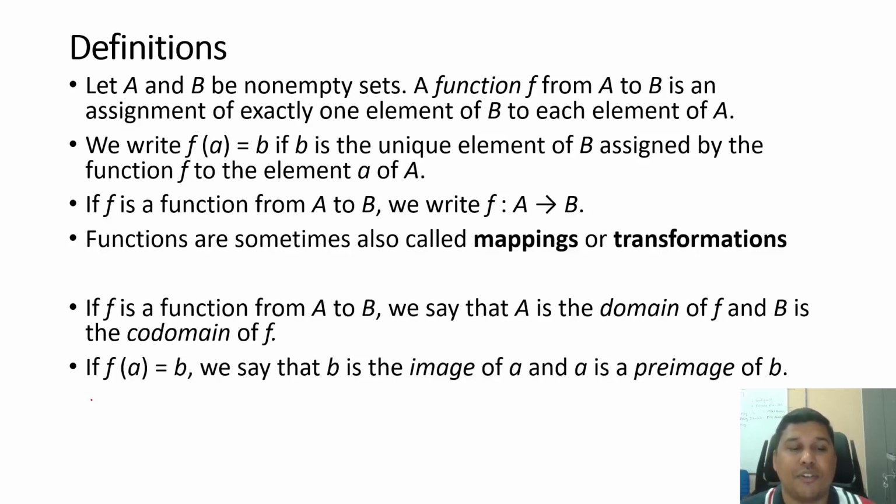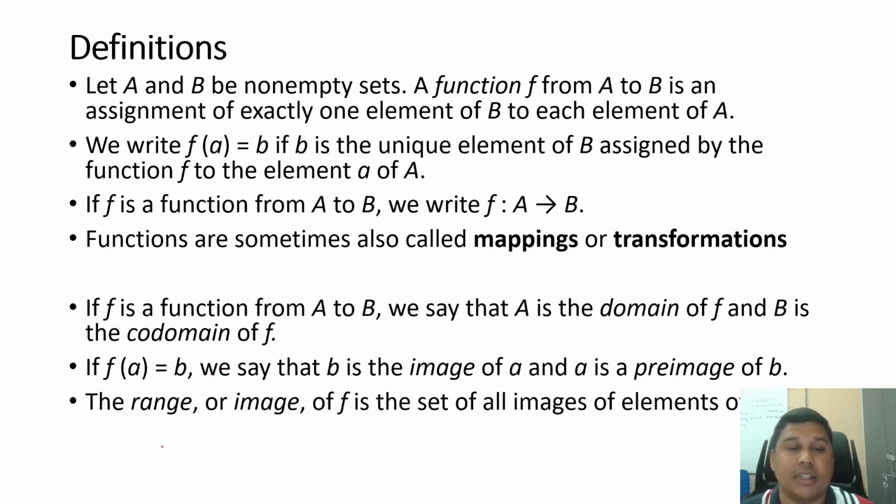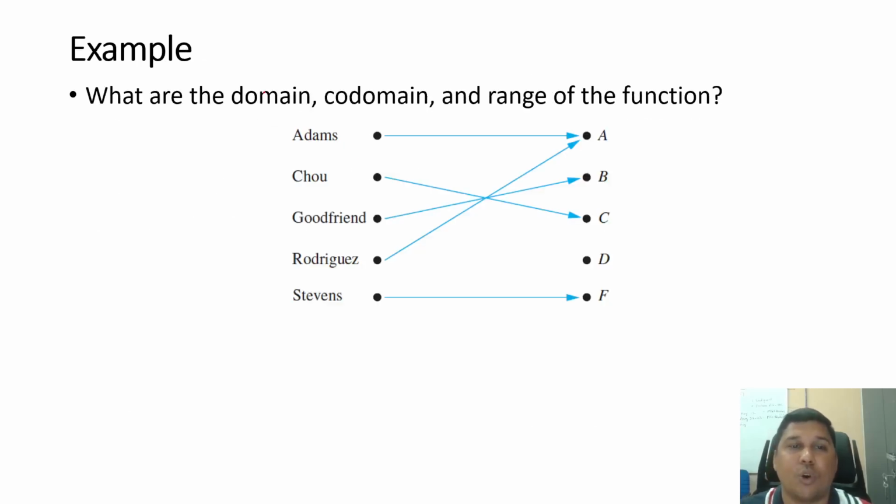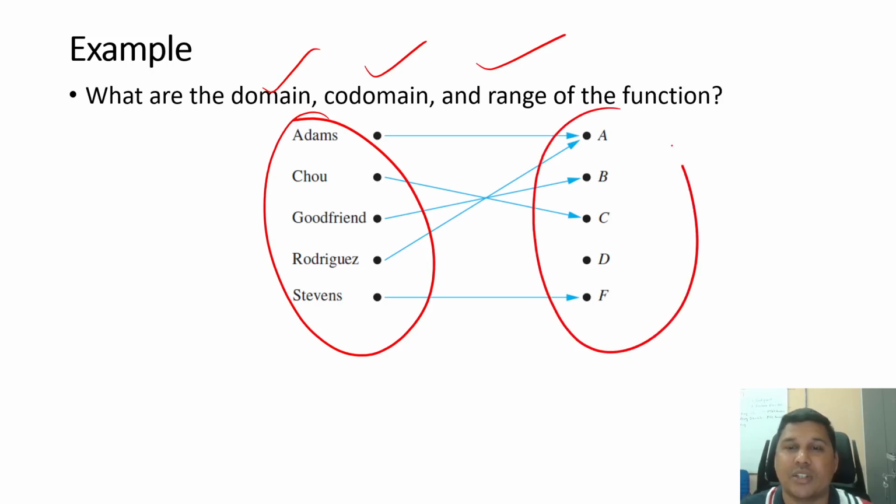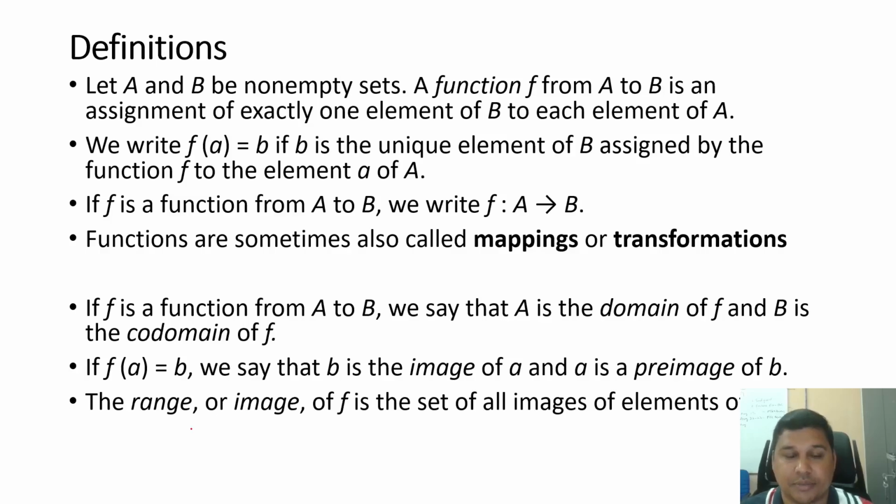Also, if you write f of a equal to b, we say that b is the image of a and a is the pre-image of b. Then the range or image of f is the set of all images of elements of A, right? So what are the domain, codomain, and range of the function? The input part is called the domain, the output part is called the codomain. Range is nothing but, here the range will change. You see the definition here: the range or image of f is the set of all images of elements of A.